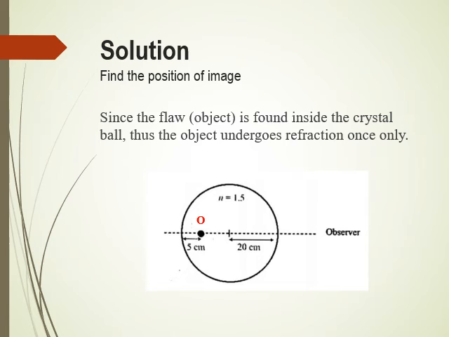Which surface are we going to use? Look at the crystal ball. The surface that we are going to use is the surface located between the object and the observer. In this case, it's here. So this is the refracting surface that we're going to use. And if you look at the shape, it is concave towards the object. Therefore, we say R is equal to negative 20 cm.